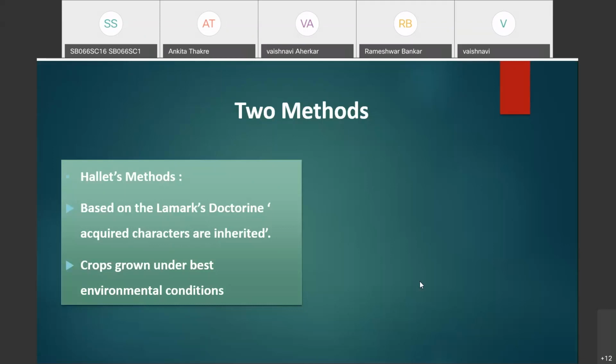ओके, लक्षात आलं? अक्वायर्ड कॅरेक्टर्स आर इनहेरिटेड म्हणजे काय? तर प्लांट्स हे सगळ्यात चांगल्या बेस्ट एन्व्हायरमेंटल कंडिशनमध्ये ग्रोन केले जातात. त्यांना खूप सारे फर्टिलायझर्स प्रोव्हाइड केले जातात, त्यांना व्यवस्थित वॉटरिंग केलं जातं. त्यामुळे काय होऊन जातं? त्यांची ग्रोथ व्यवस्थित होते. ओके, म्हणजे हे कॅरेक्टर्स काय आहेत?